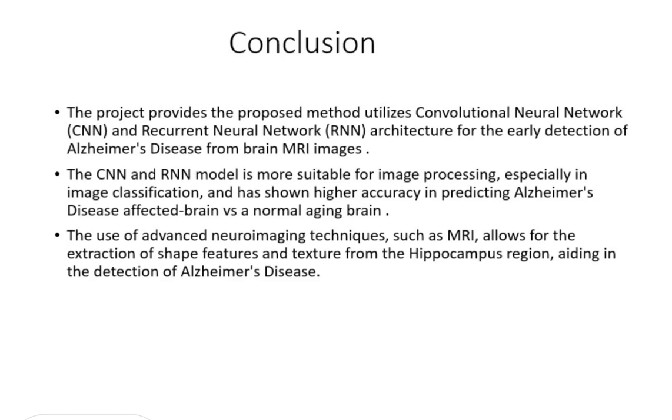Conclusion. This project used a convolutional neural network, CNN, and recurrent neural network, RNN, architecture for the early detection of Alzheimer's disease from brain MRI images. The CNN and RNN model is more suitable for image processing, especially in image classification, and has shown higher accuracy in predicting Alzheimer's disease-affected brain versus a normal aging brain. The use of advanced neuroimaging techniques, such as MRI, allows for the extraction of shape features and texture from the hippocampus region, aiding in the detection of Alzheimer's disease.